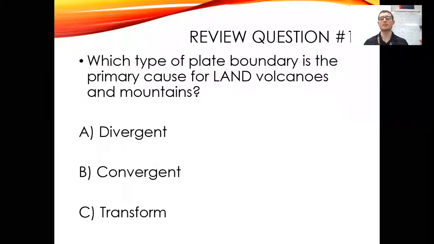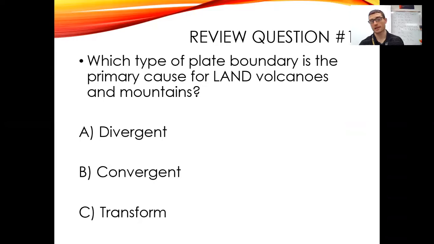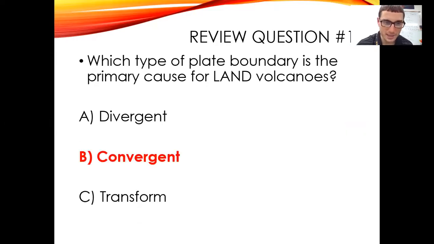Okay. So which type of plate boundary is primarily the cause of land, volcanoes, and mountains? We just saw that, guys. That's going to be A, B, or C. Divergent, convergent, transform. It's going to be B. Convergent, plates coming together. Okay. Again, that's going to cause most likely our land volcanoes.